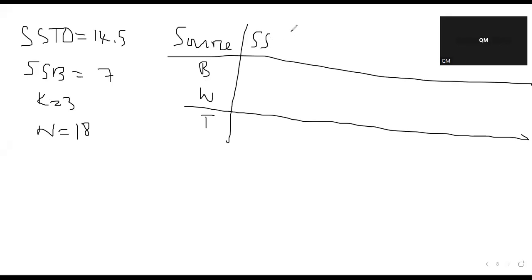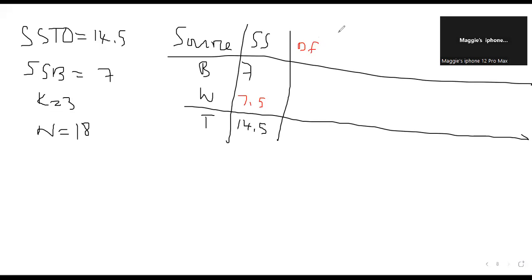So we can start. Sum of square between is what? 7. And total, it's 14.5. Great. So how do we get the within? The difference, subtract. Excellent. It's 7.5. I love the way you're answering. It seems like you guys are ready for the test.